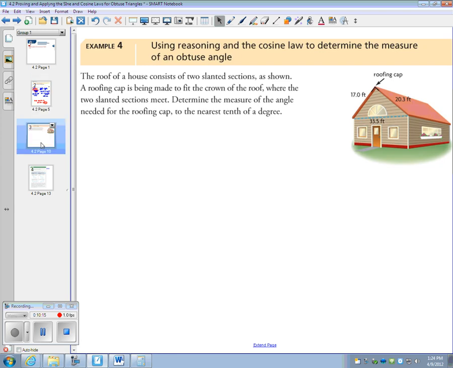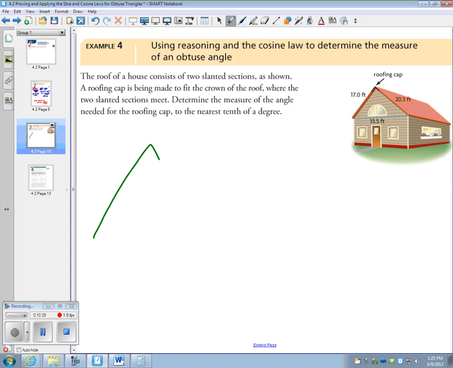Now we're going to use reasoning and the cosine law to determine the measure of an obtuse angle. So we have the roof of a house contains two slanted sections as shown. A roofing cap is being made to fit the crown of the roof where the two slanted sections meet. Determine the measure of the angle needed for the roofing cap to the nearest tenth of a degree. So they're trying to put a cap on the roof so that no rain comes in.